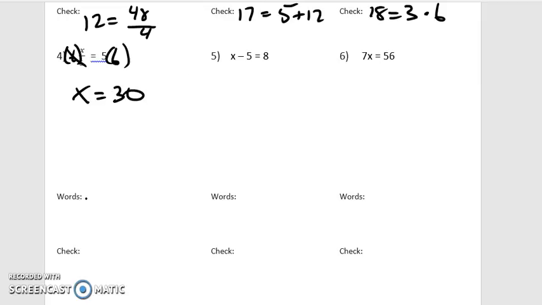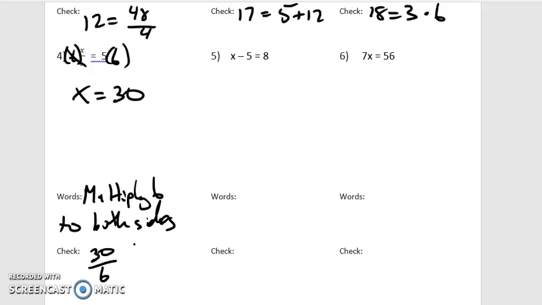So in words, what did you do? Well, we multiplied 6 to both sides. So let's plug it in and see what happens. I've got x over 6. Oh, wait, what did we say? Oh, x was 30. Okay, so 30 over 6. And remember, we say over, but that really means divide. Is 30 divided by 6, does that equal 5? Yeah, it does. Oh, that's nice, isn't it?